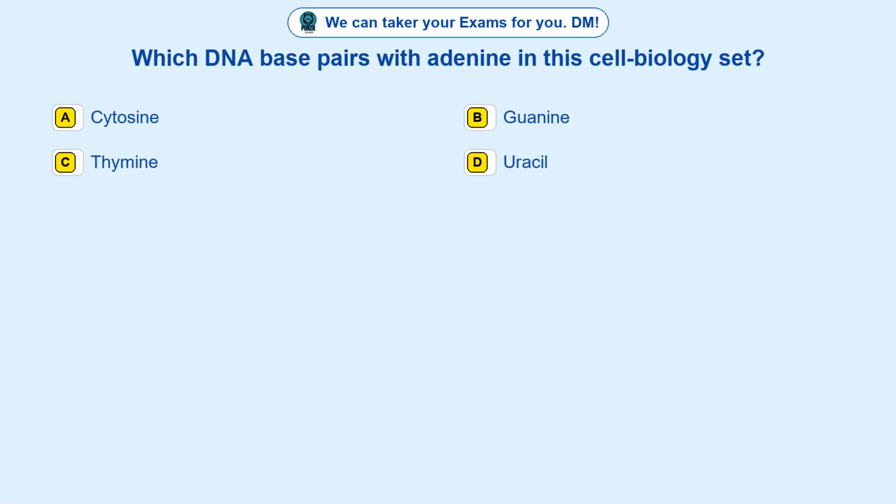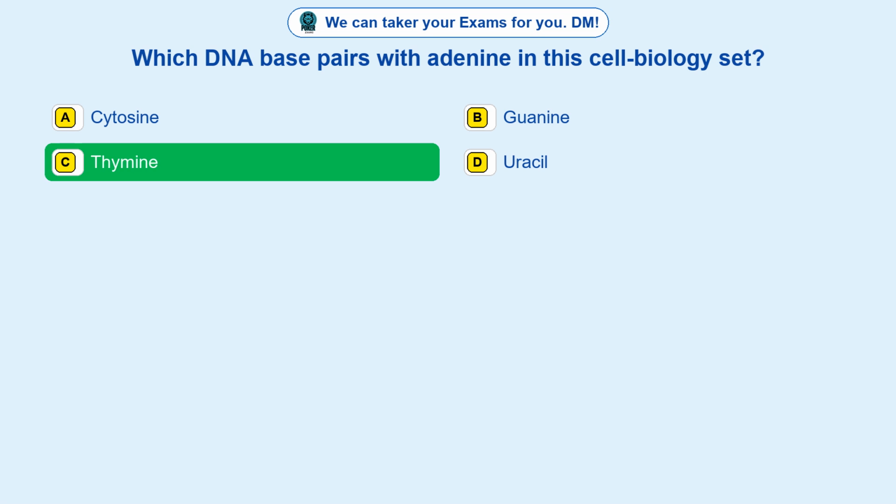Question 7. Which DNA base pairs with adenine in this cell biology set? Option A, cytosine. Option B, guanine. Option C, thymine. Option D, uracil. The correct answer is option C, thymine.